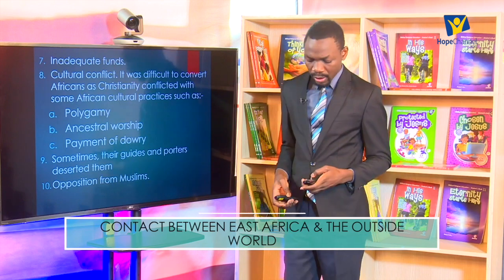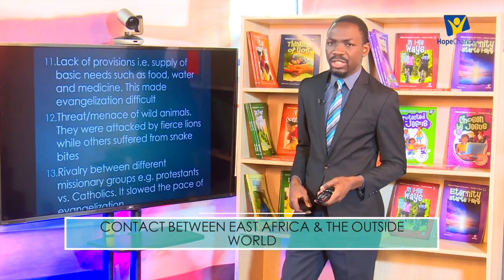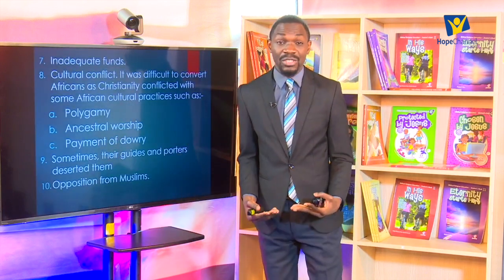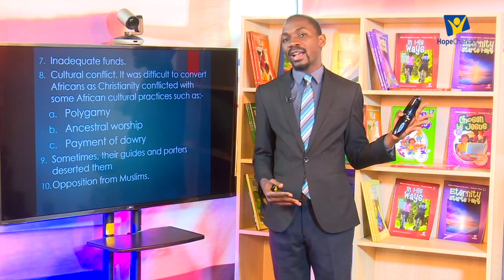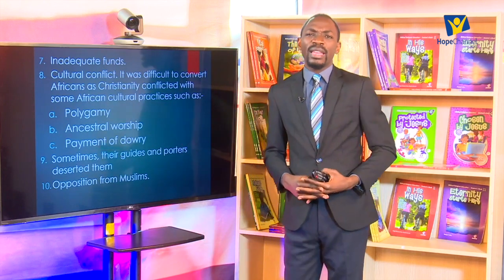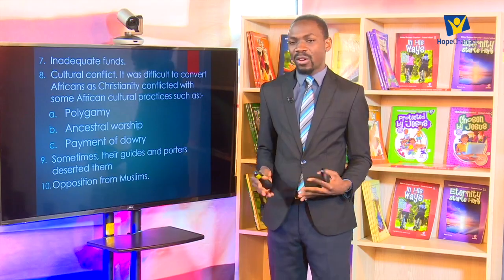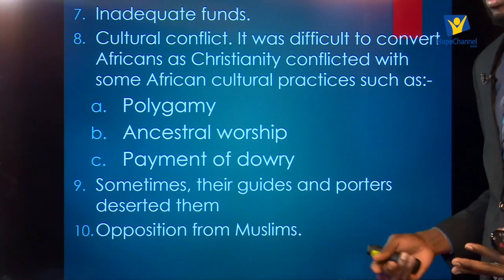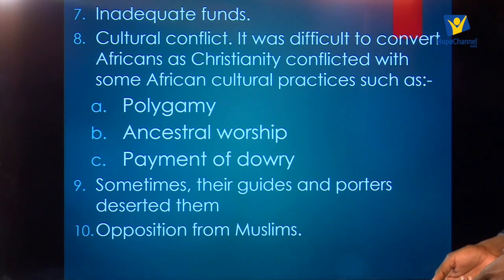And then at number 10, of course, we had also the problem of opposition from the Muslims. That is to imply that Muslims had entrenched their religion so deeply in the coast of Africa and in some places in the interior of Africa. And therefore it meant that if the Europeans were in quest of spreading Christianity, they were conflicting with the work that was done by the Muslims or the Arabs in that case. And therefore there was opposition. They opposed the work of the Christians in spreading Christianity. And that of course became a serious hindrance to the mission of spreading Christianity in East Africa.